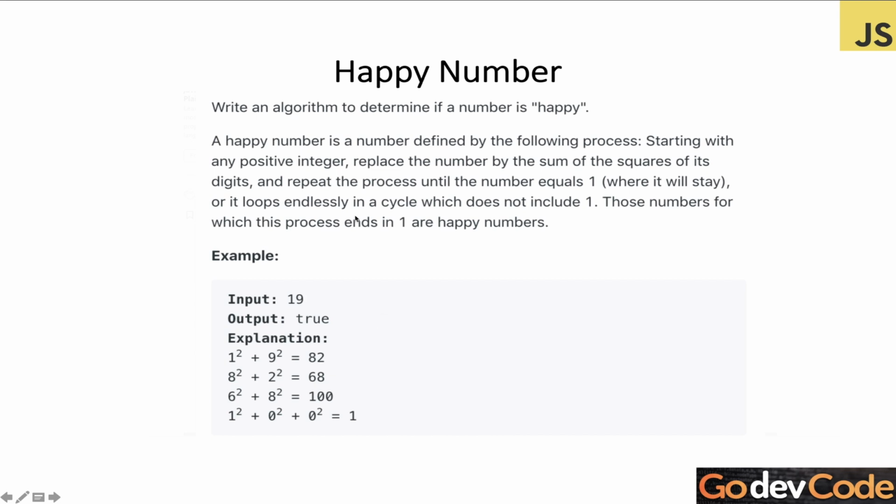And at this moment, you can pause the video and try to make a function which will determine whether a number is happy. You can use the input 19 as your input value.